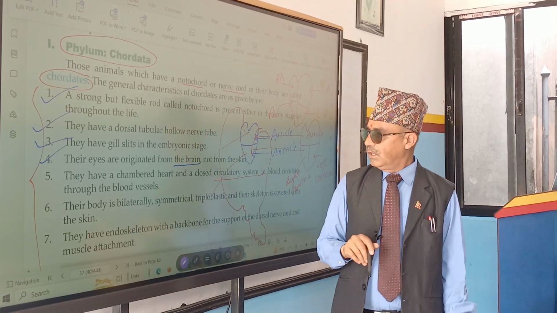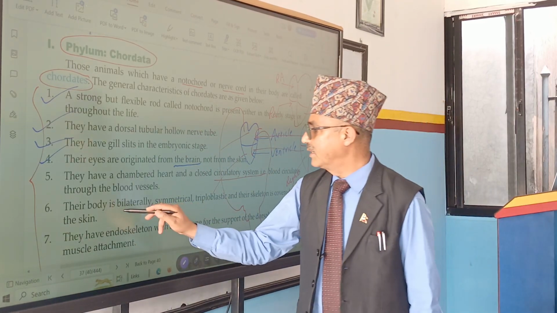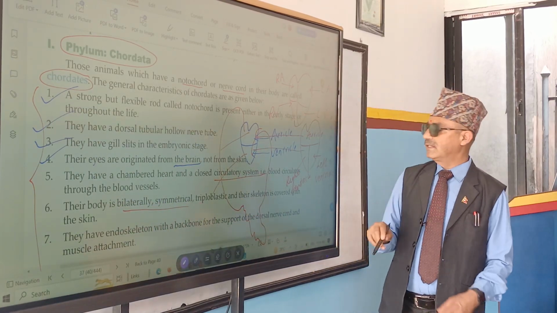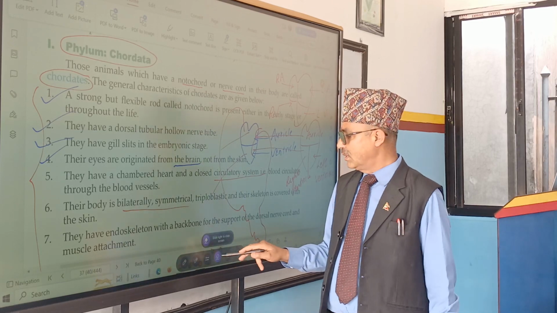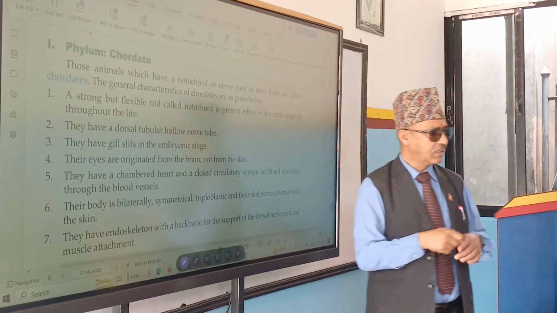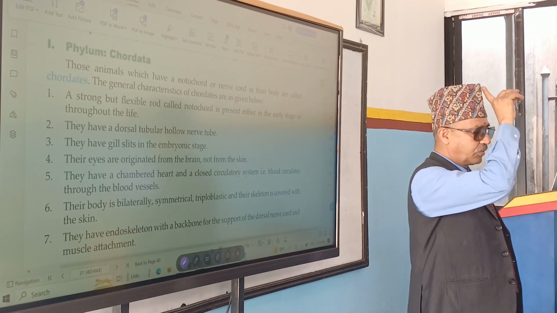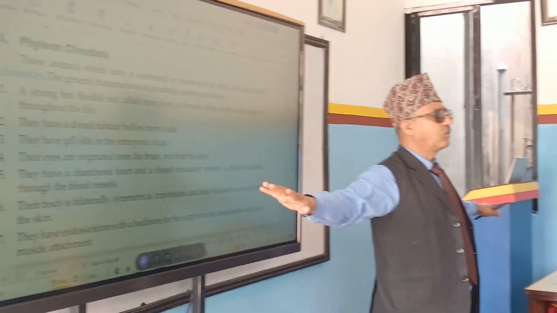Understood? Okay, their body is bilaterally symmetrical. Bilaterally symmetrical means we can divide the body into 2 equal halves by cutting. Like this is my body. Take one sword, cut from here. 2 equal parts will be there.